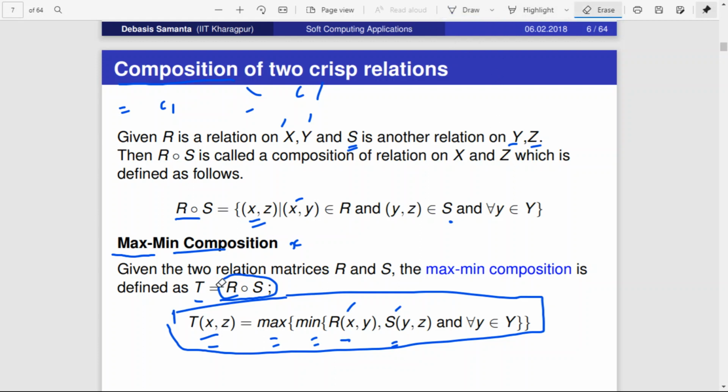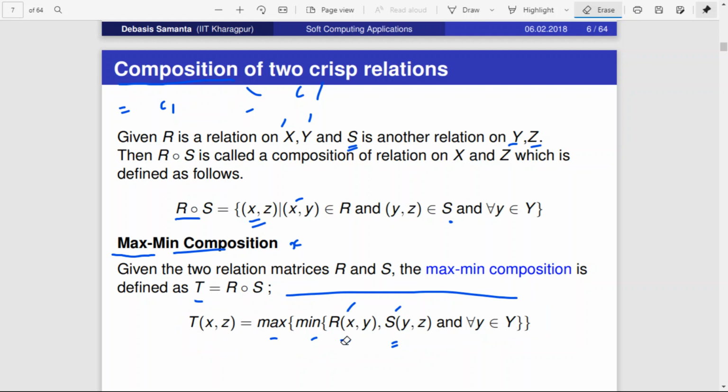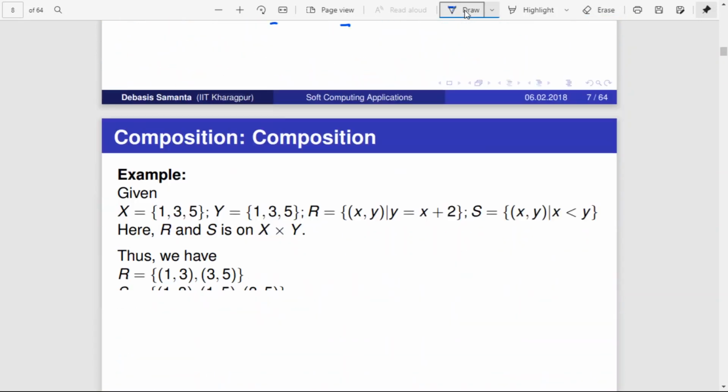Right now you may not be clear with this equation, but let us discuss it with an example to get clarity. At the top level, you understand that we are finding the minimum of the two relations R and S, and then we are taking the max of it. So fine, let us discuss this with an example.